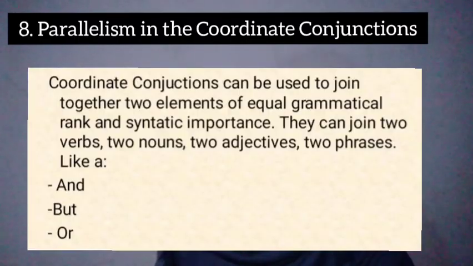And number 8 is parallelism in coordinate conjunction. Coordinate conjunction can be used to join together two elements of equal grammatical rank and syntactic importance. They can join two verbs, two nouns, or two adjectives and two phrases, like and, but, or.